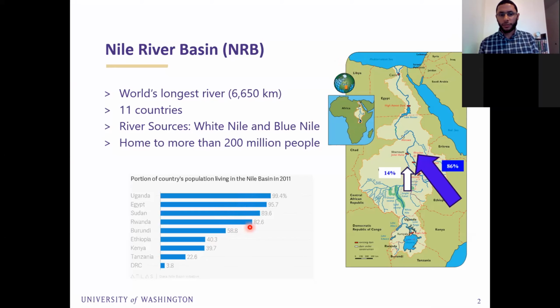It's the same for most of the other countries, like Sudan as well. Around 90% of the population just live along the Nile basin, but the rest of the area is kind of a desert and there is not that much population.